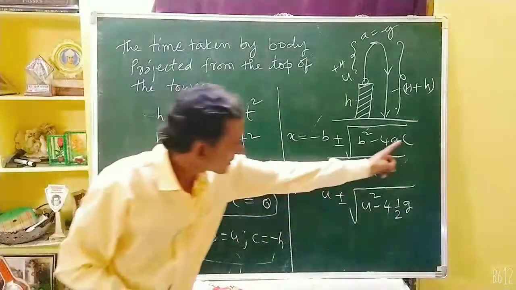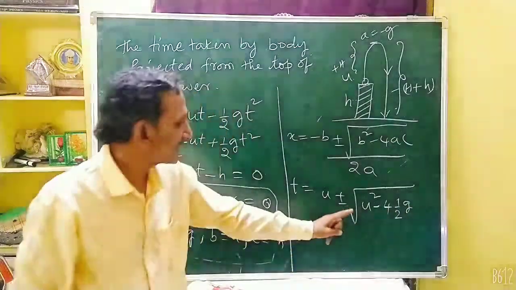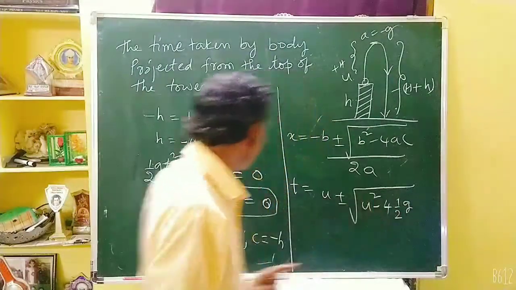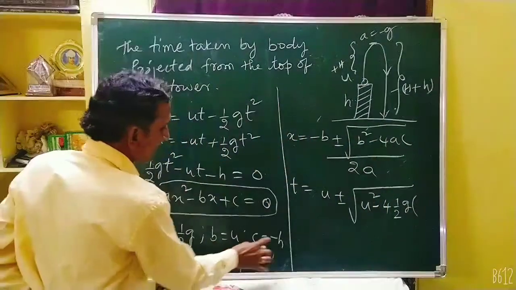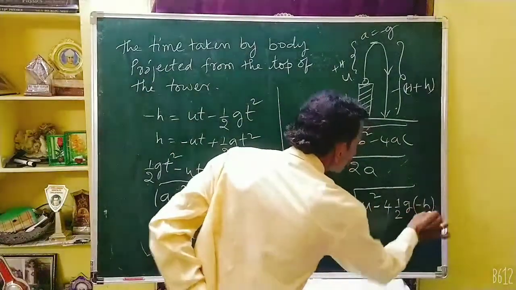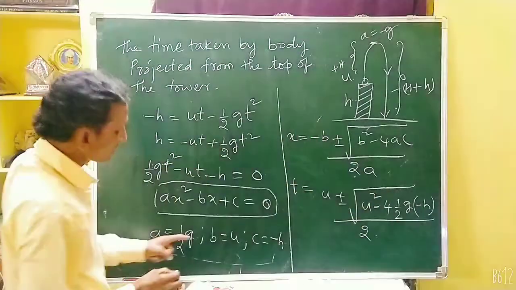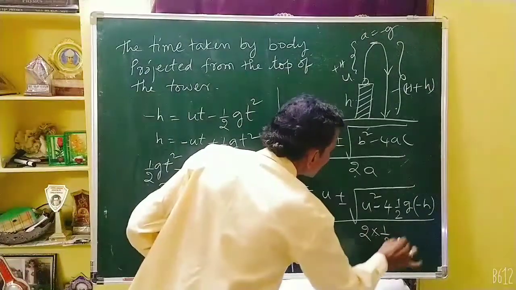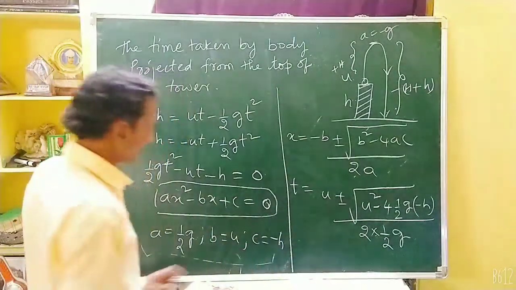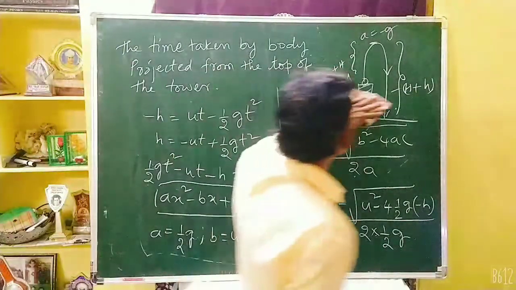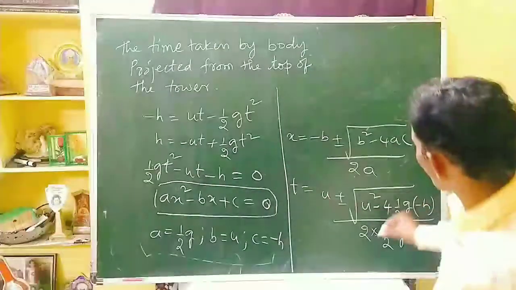So when I substitute minus h in the place of c, minus into minus is plus, so I will take it as plus h. Then by 2a. 2 into a, where a is 1 by 2 g, so it is 1 by 2 g. So if you write that entire equation, the entire equation will be modified here.